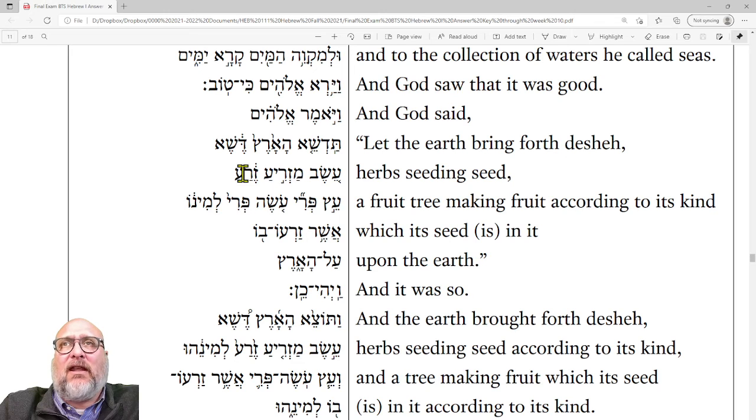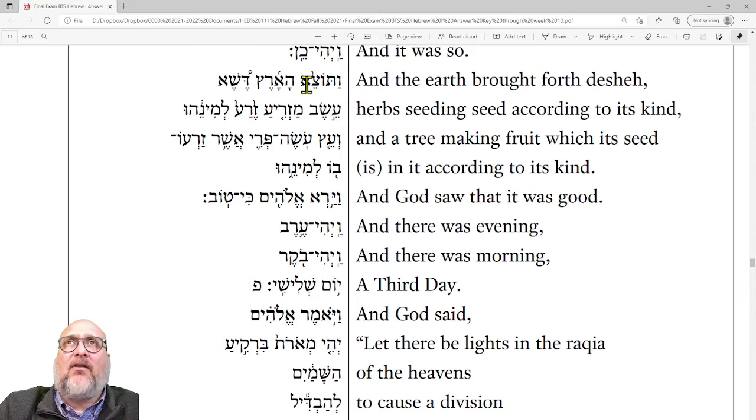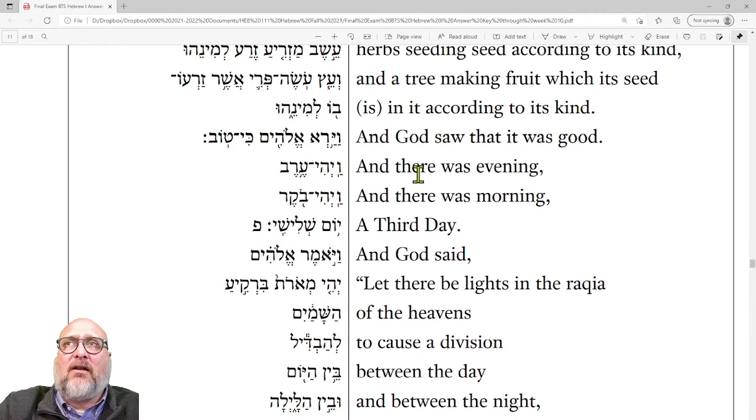Herbs seeding seed, a tree of fruit making fruit to its kind, which has its seed in it, upon the earth. With all these verses, when it was given, it's going to be repeated when it happens. And it was so. And the earth brought forth deshe, esev mazria zera, herbs seeding seed to its kind, and a tree making fruit, which has its seed in it. Vayar Elohim ki tov, and God saw that it was good. Vayhi erev, vayhi boker, and there was evening, and there was morning, yom shelishi.